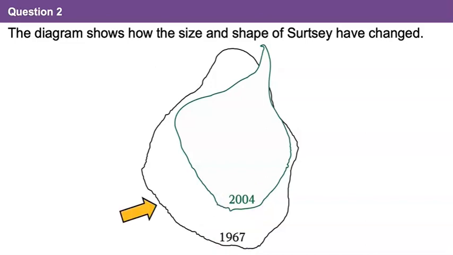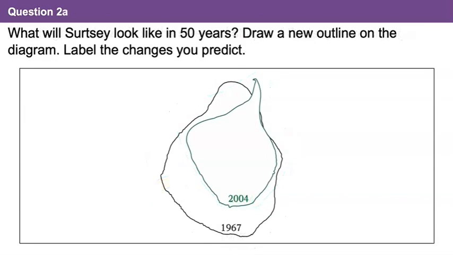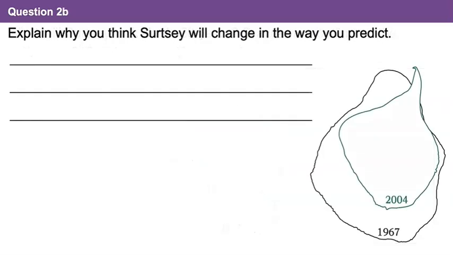This outline shows Surtsey in 1967. And this outline shows the outline of Surtsey in 2004. Question 2, Part A. What will Surtsey look like in 50 years? Draw a new outline on the diagram. Label the changes you predict. Question 2, Part B. Explain why you think Surtsey will change in the way you predict.